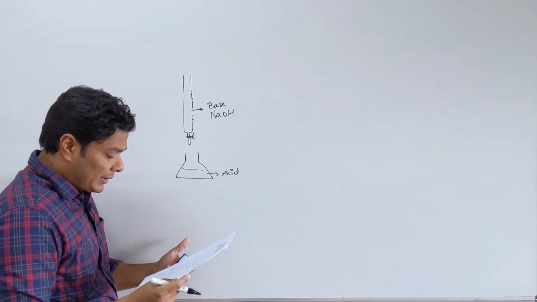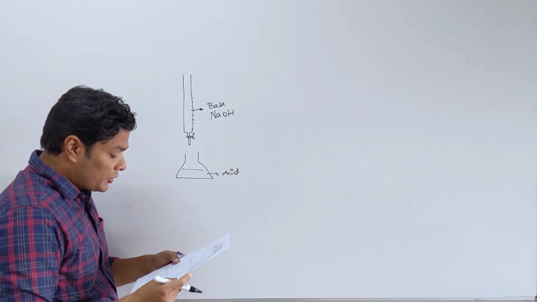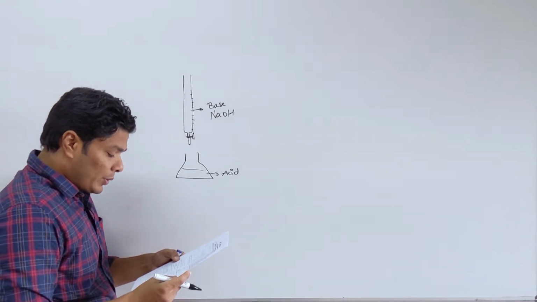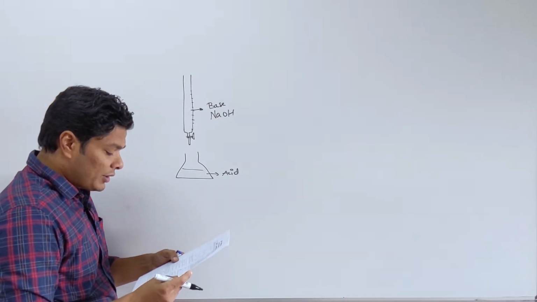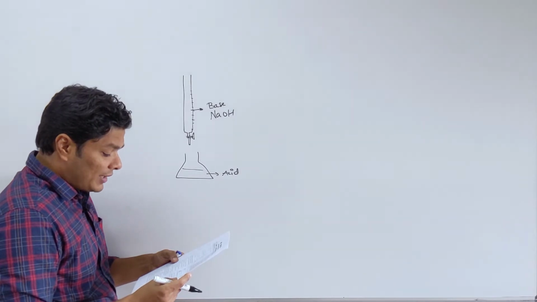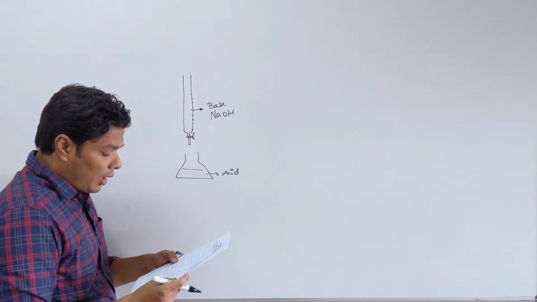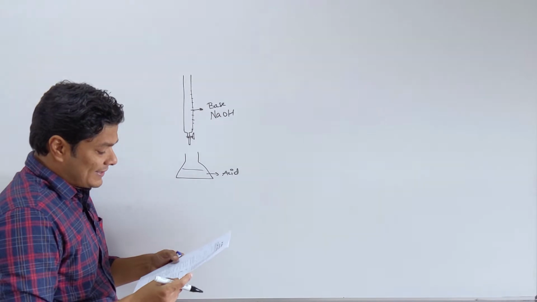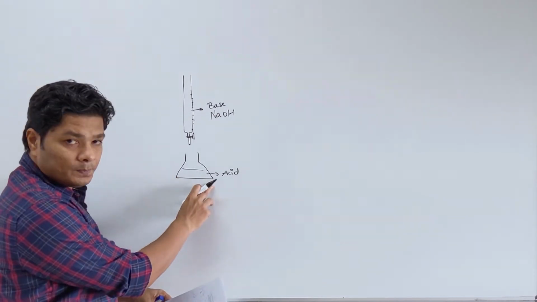Option beta, pipette, that is also wrong. Option Charlie, NaOH in the burette, that's okay. Option delta, NaOH in the burette, that's okay. Whereas option Charlie says concentrated H2SO4. Option delta, it is oxalic acid. Now, they are both acids.